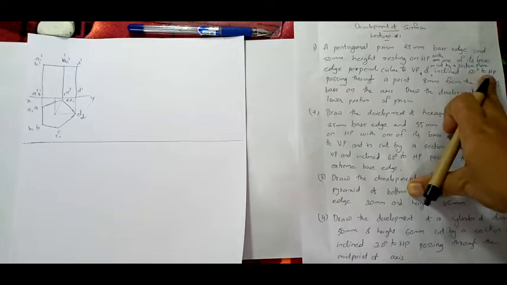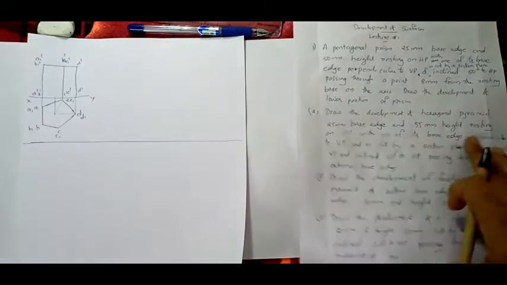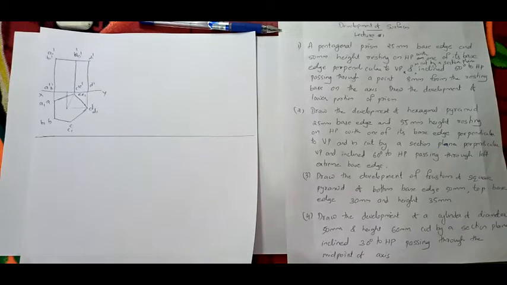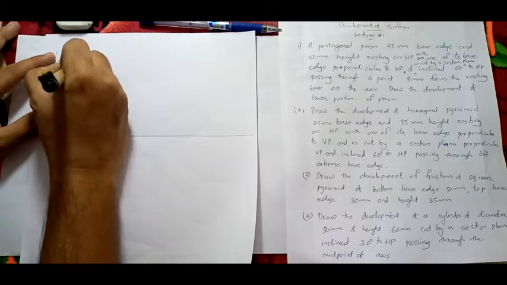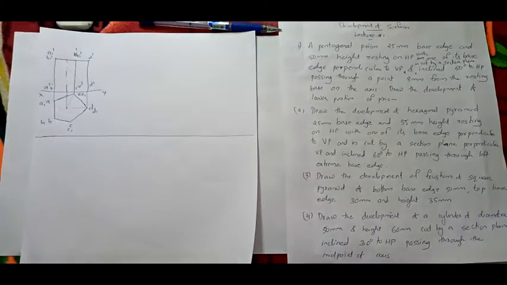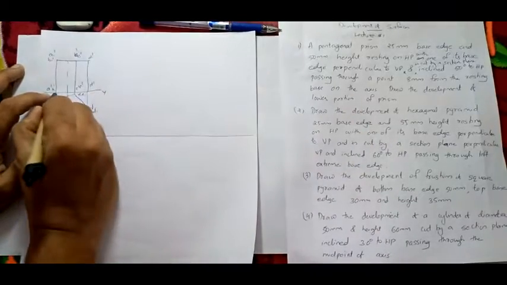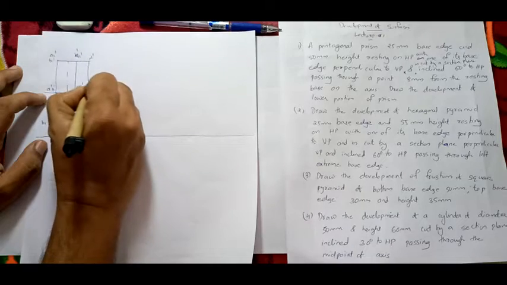So it's inclined 50 degree to HP, which means on the front view it is cutting, passing through a point 8 mm from the resting base, on the axis. So you need to draw this axis here. So here the cutting plane is passing through the axis, 8 mm from the resting base. This is your resting base, right? So take 8 mm.